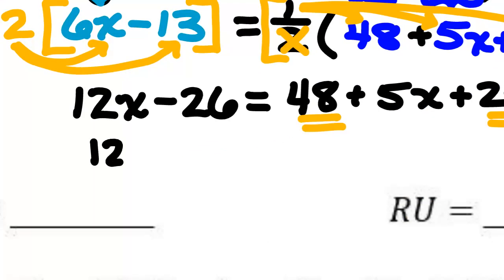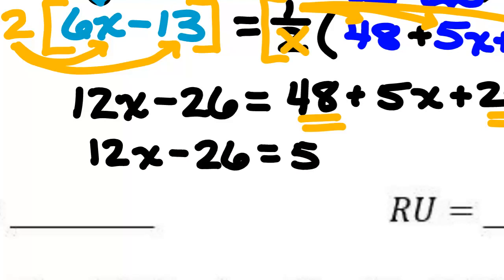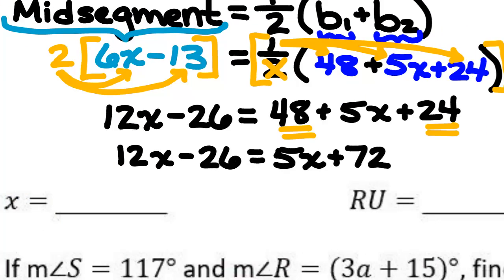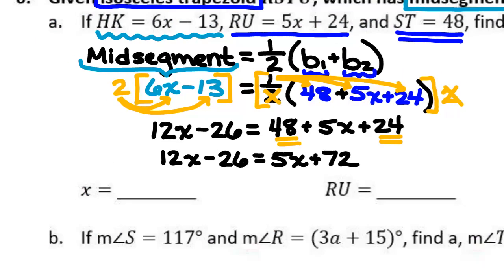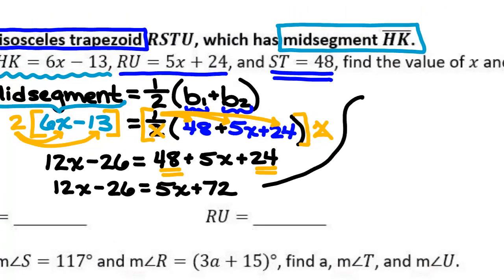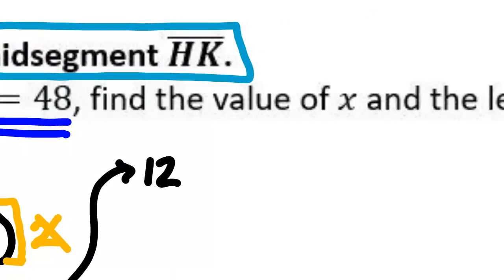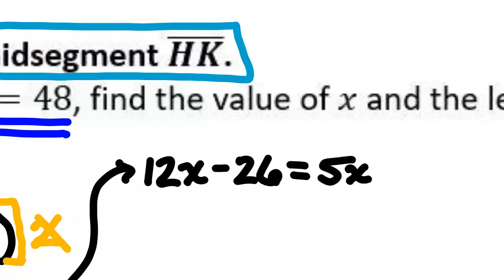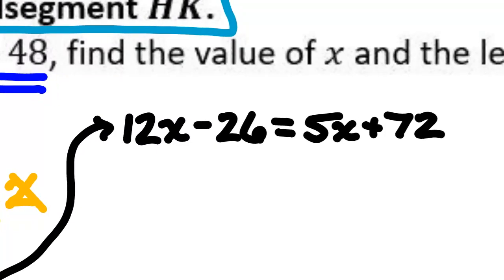So I have 12x minus 26 equals 5x plus what? 72. Oh, did you say 3? I thought you said 72. Which one is it, 72 or 73? 72, okay. All right, so I got to bring my work over here because I ran out of room. 12x minus 26 equals 5x plus 72. What do I want to do now?